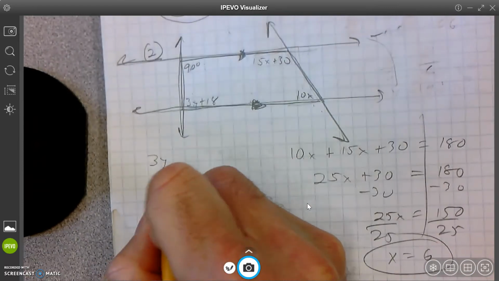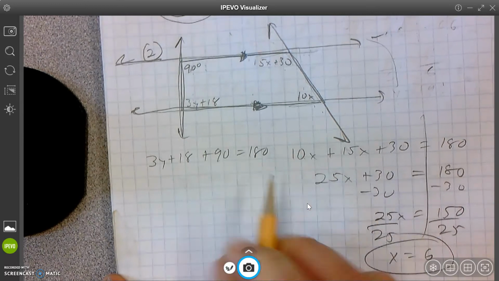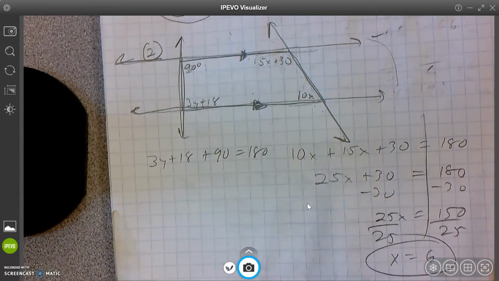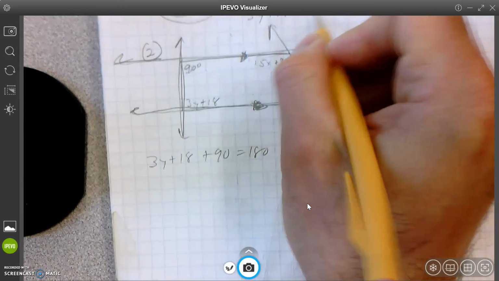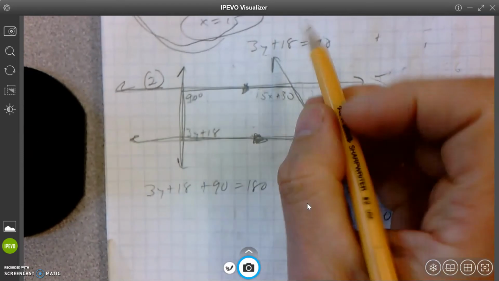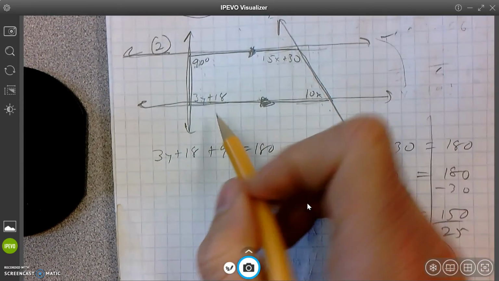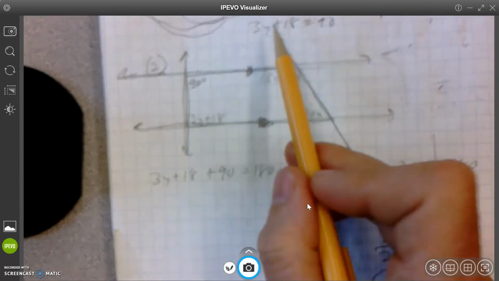So 3y plus 18 plus 90 equals 180. Or you can just set this equal to 90 because 90 plus 90 is 180. You can do that, too. If you want to, you'll get the same answer and solve it that way. 3y plus 18 equals 90. But let's just continue with consecutive interior angles. Let's continue the pattern we had before. Doesn't matter which way we do it, this way or this way.